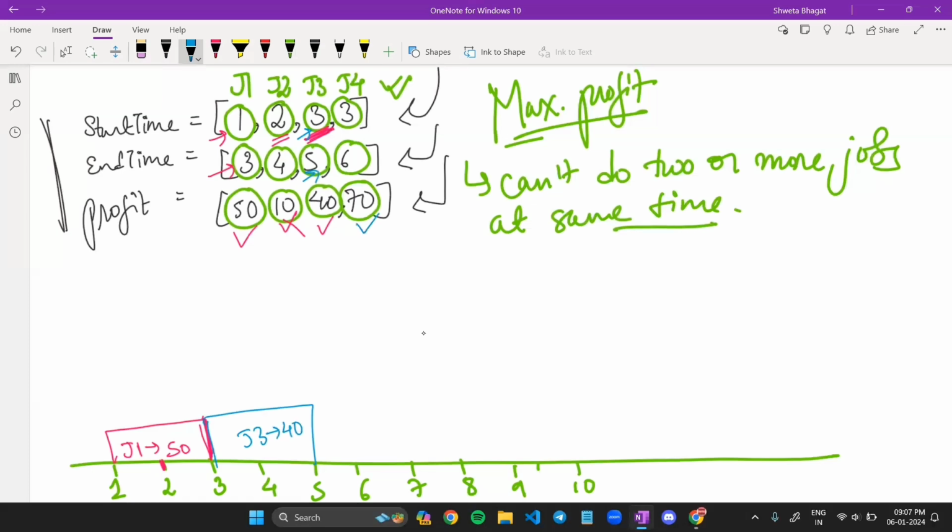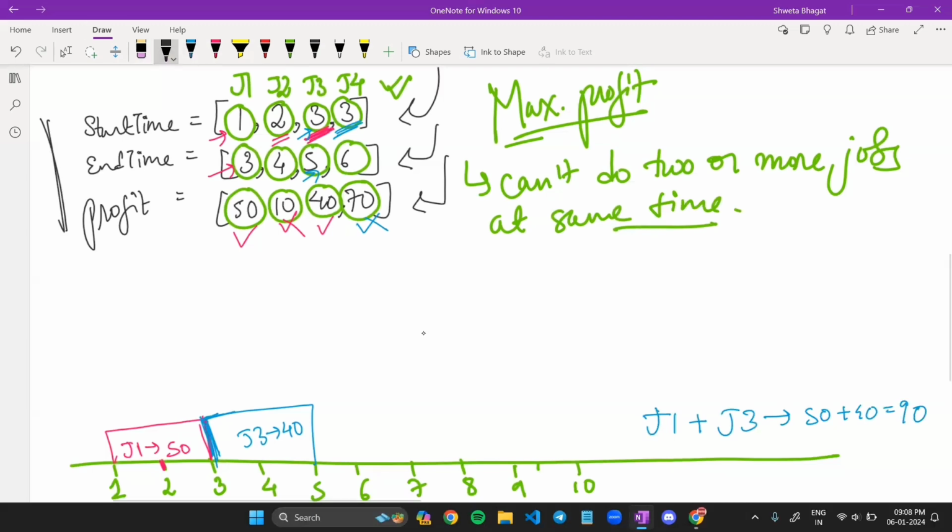Now, can we do this job 4? The answer is no. Why? Because job 4 will be starting at 3 unit of time. And at 3 unit of time, we have already started doing job 3. So we can't do job 3 and 4 simultaneously. That's the reason why we won't be taking job 4. So in one iteration, we are doing job 1 plus job 3. And what is the profit which we are getting? It's 50 plus 40, which is 90.